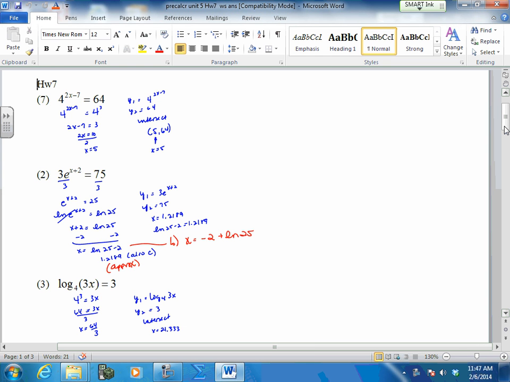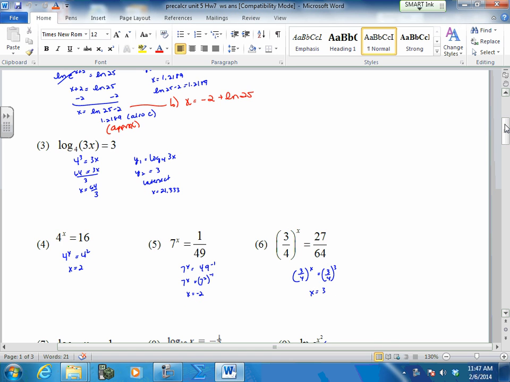Anything with an e, isolate it. Take the ln of both sides. In a, you have to use ln. You can use ln for anything, but an e has to use ln.